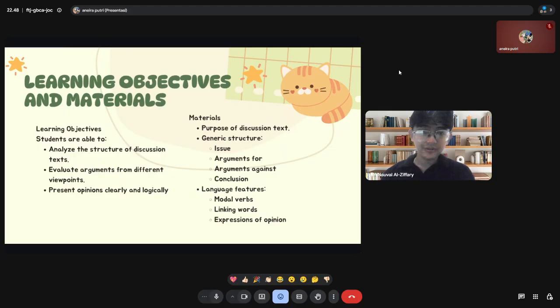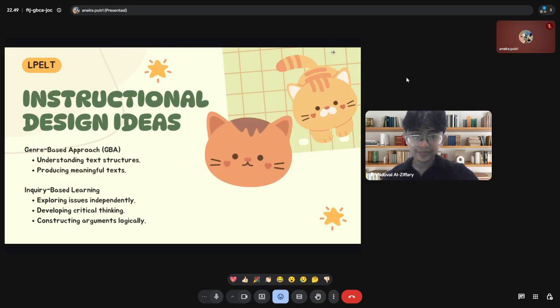The lesson objectives are to enable students to analyze the structure of discussion text, evaluate arguments from different perspectives, and express their opinion clearly and logically. The materials include the definition and purpose of discussion text, their generic structure consisting of issue, arguments for, arguments against, and conclusion, as well as language features such as modal verbs, linking words, and expressions for giving opinion.